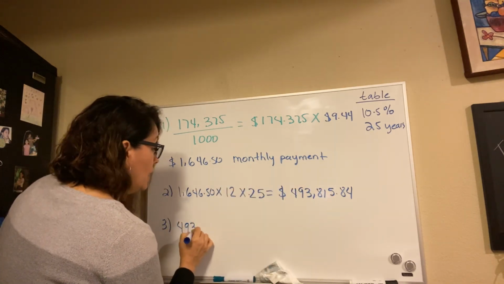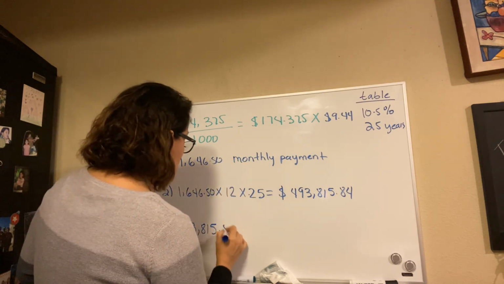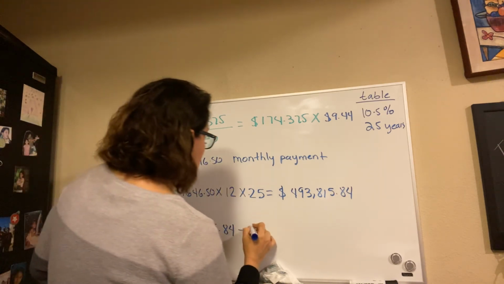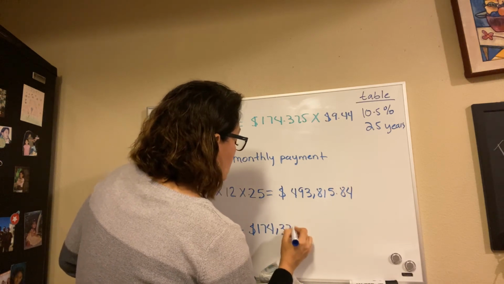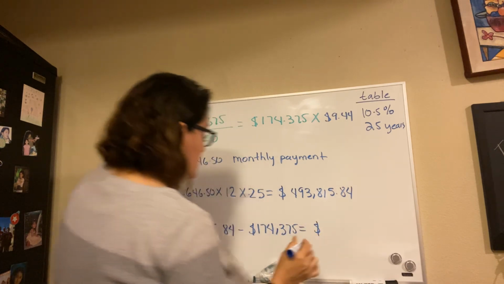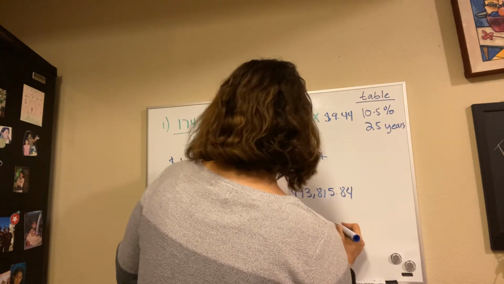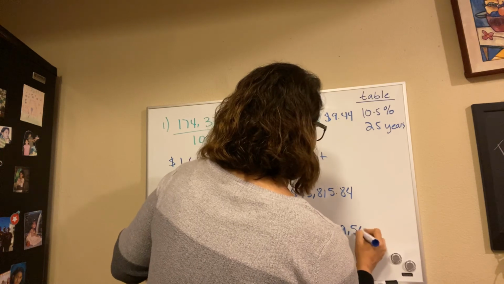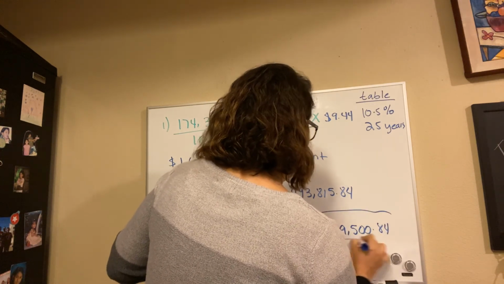So now for step number 3, I need to find the interest, which is the amount that I pay at the end, minus what I actually asked, $174,375. So the interest on this option number 2 is $319,500.84. So, and guess what?